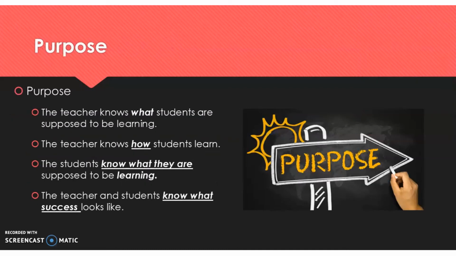Going back to the purpose of teacher clarity. Again, the purpose of teacher clarity is to ensure the students and the teacher understand what is supposed to be learned. The teacher knows how the students are supposed to learn. The students know what they are supposed to be learning. And the teacher and the students know what success looks like. Teacher clarity is extremely important throughout the classroom to make sure the teacher and the student have success.